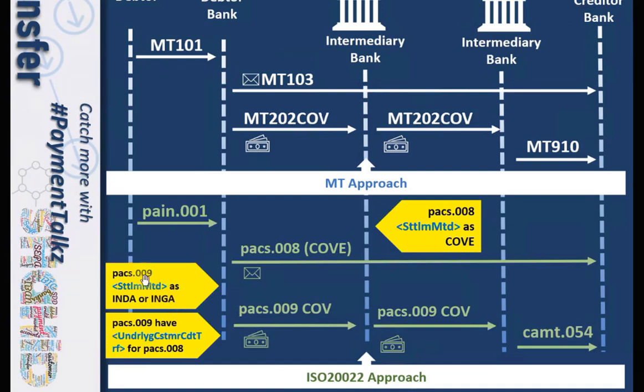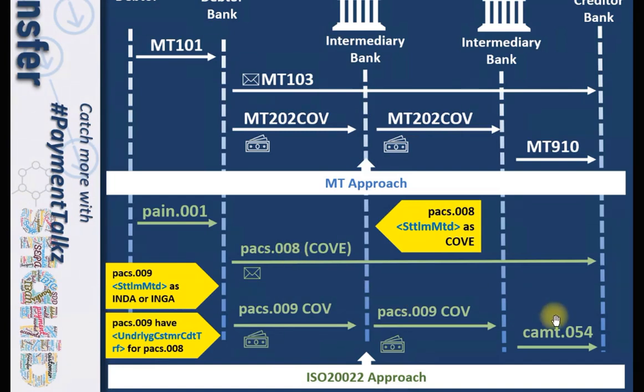Now let's talk about the PACS.009 settlement method, which will be INDA or INGA, based upon who is holding the account, the instructing agent or the instructed agent. If it is the instructing agent, then INGA will go. If it is the instructed agent, then INDA will go. The PACS.009 will also contain the underlying transaction. So it is not the normal PACS.009, it is the PACS.009 which has the details of the PACS.008's other parties, that is the creditor and the debtor, or the corporate or the customer between whom the transaction is happening. So this is the comparison from the cover perspective.